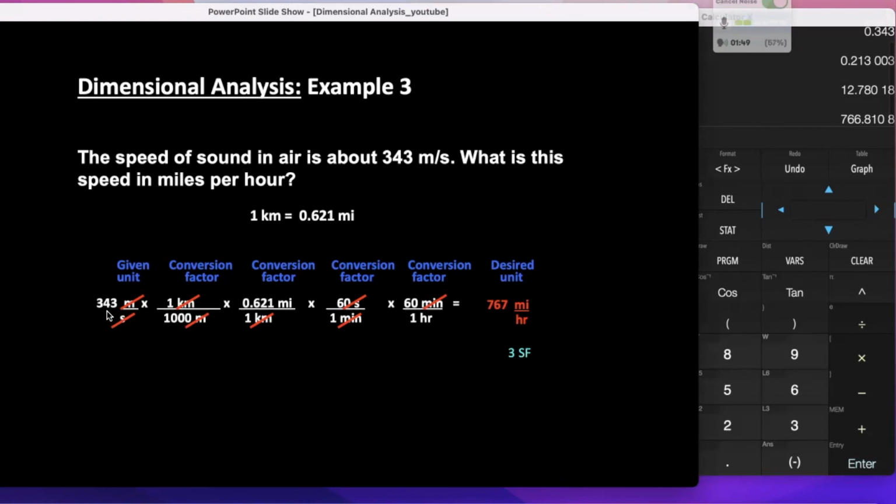So I want 3 sig figs. I looked at the given unit for that because conversion factors are exact. So 766 was in the calculator. I rounded up because it was 0.8 behind that last 6 there. 767 miles per hour. Got my 3 sig figs. I'm done.